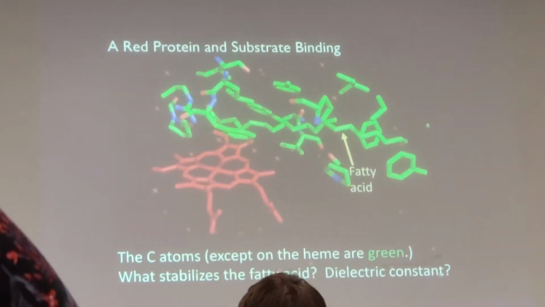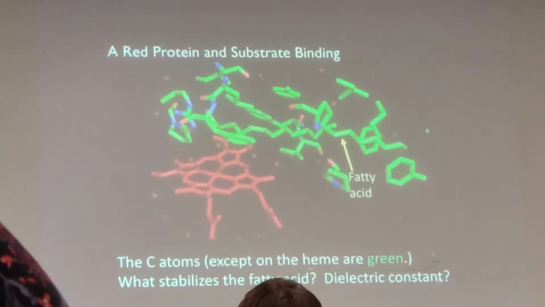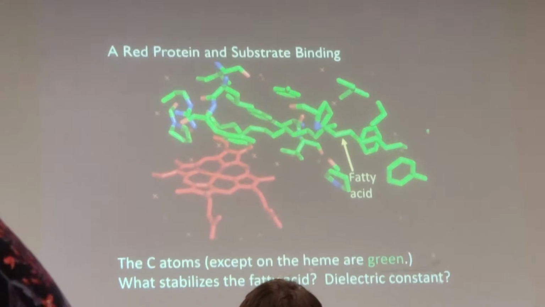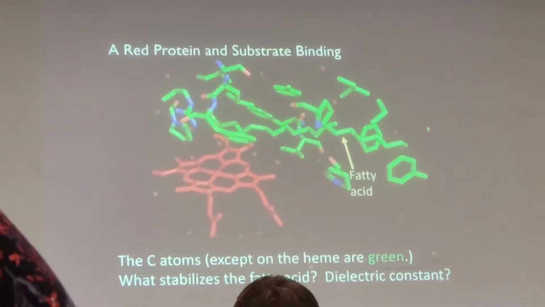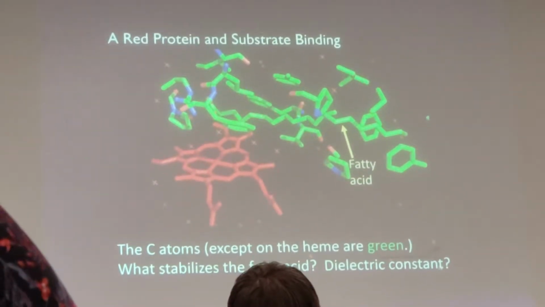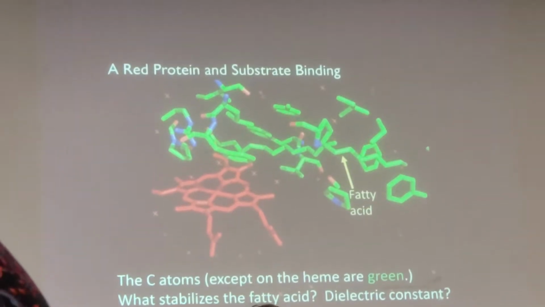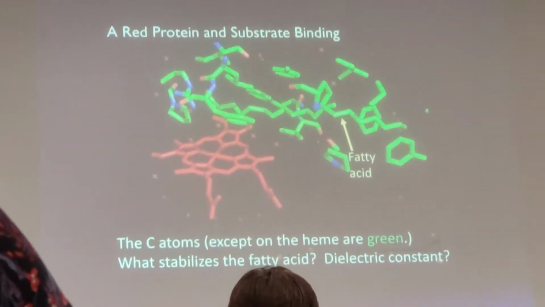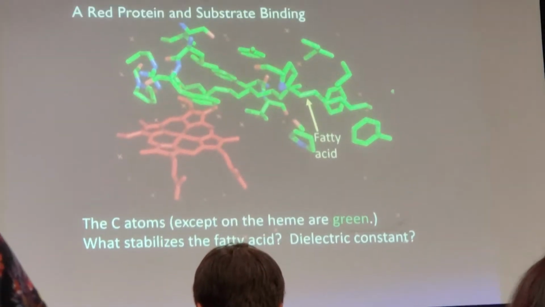The substrate is really hydrophobic. If I want the substrate to find this site and be stabilized, I want lots of hydrophobic interactions. So it's not just about protein folding, right? It's also about ligand binding. You match the environment for the ligand. All right, so what do we think about the dielectric constant in the active site for this protein? High or low? Does it look more like benzene or more like water?